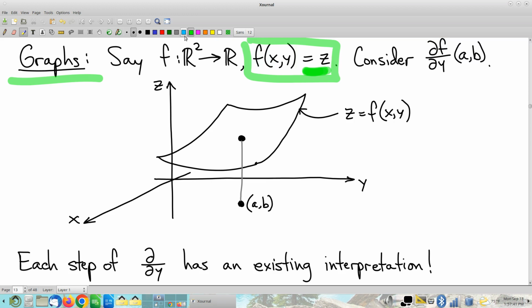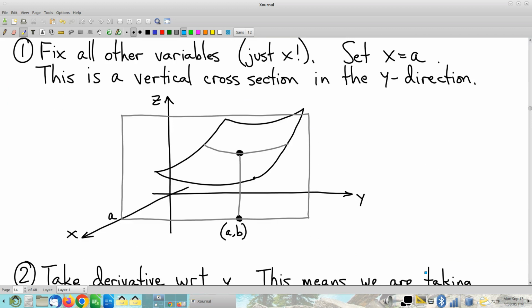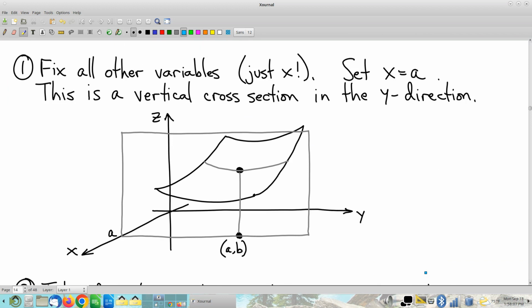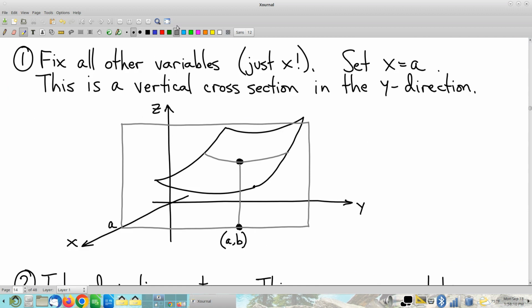And here we go. Let's talk about taking a partial with respect to y arbitrarily. Okay, that being the case, this partial derivative with respect to y, we have a definition. It's a two-step process to compute a partial derivative, and each one of those steps has an existing geometric interpretation. Here we go. Step one, we're taking a y partial. That means that x has to be fixed, constant. We treat it like a constant.